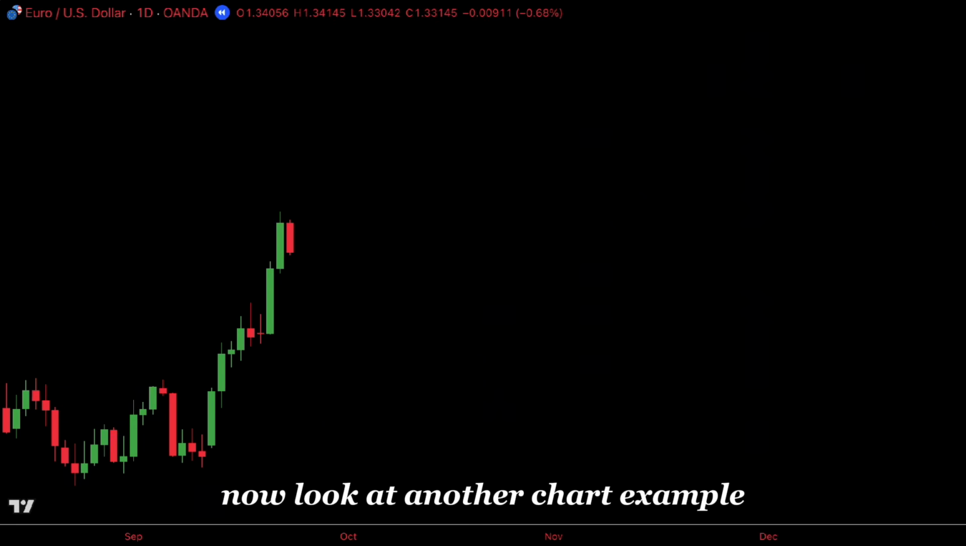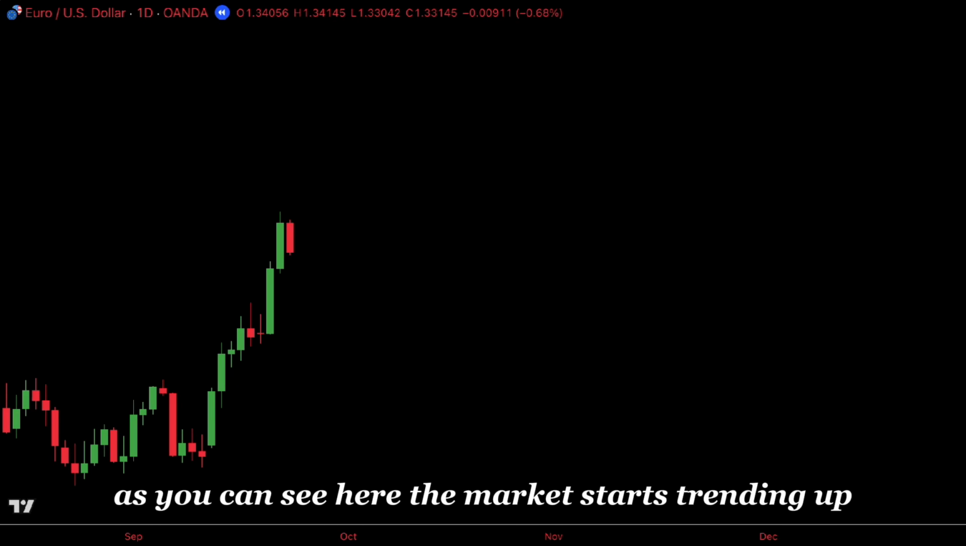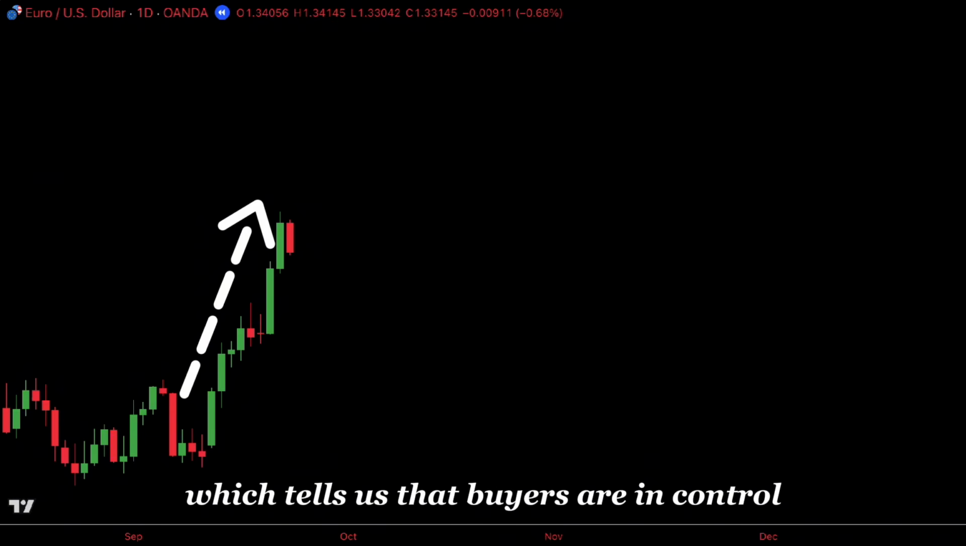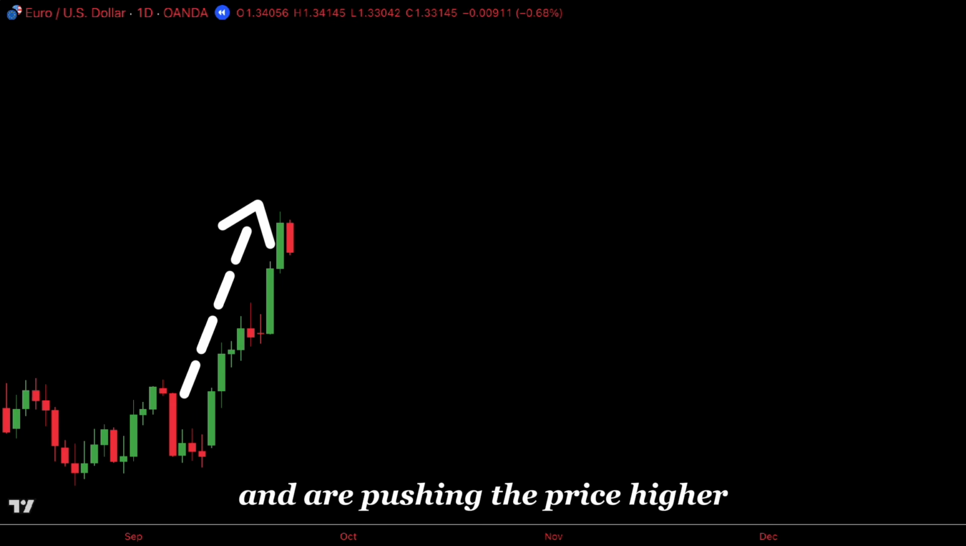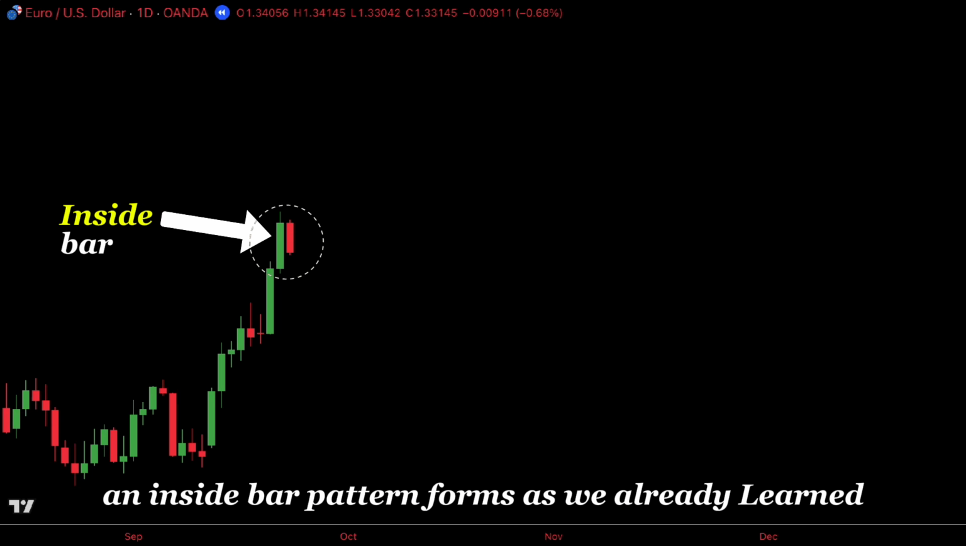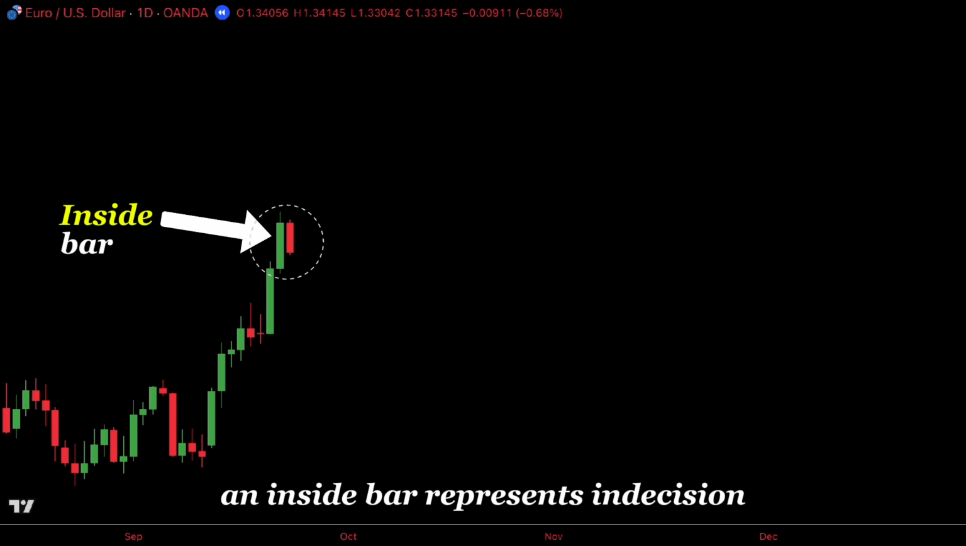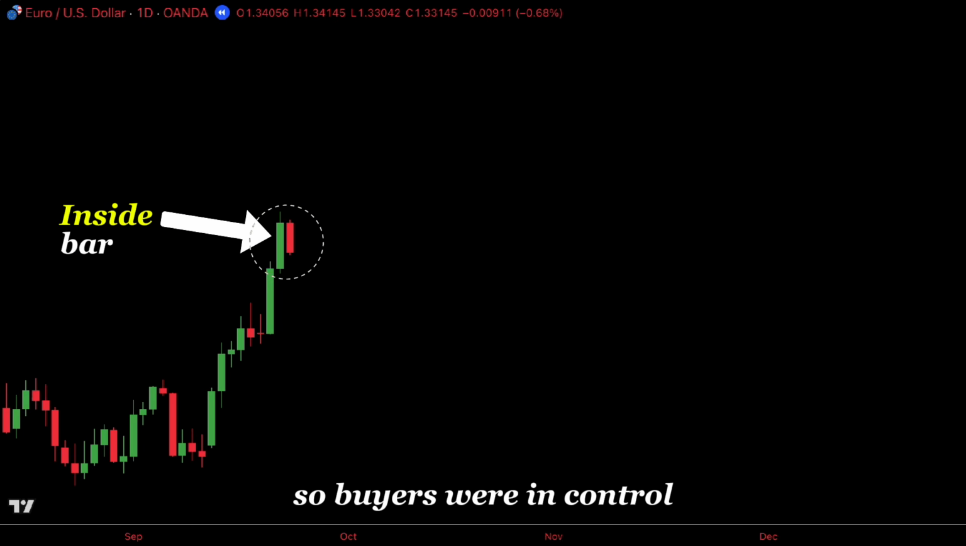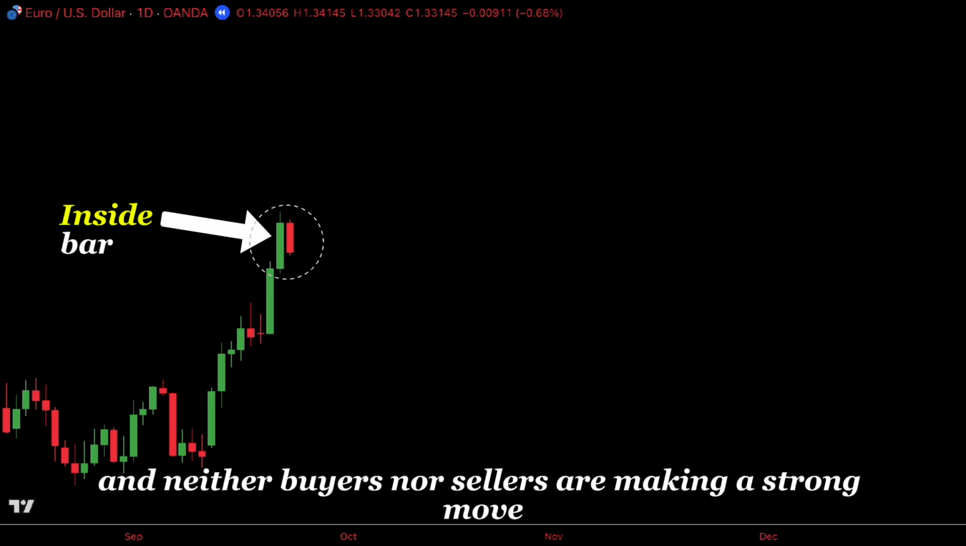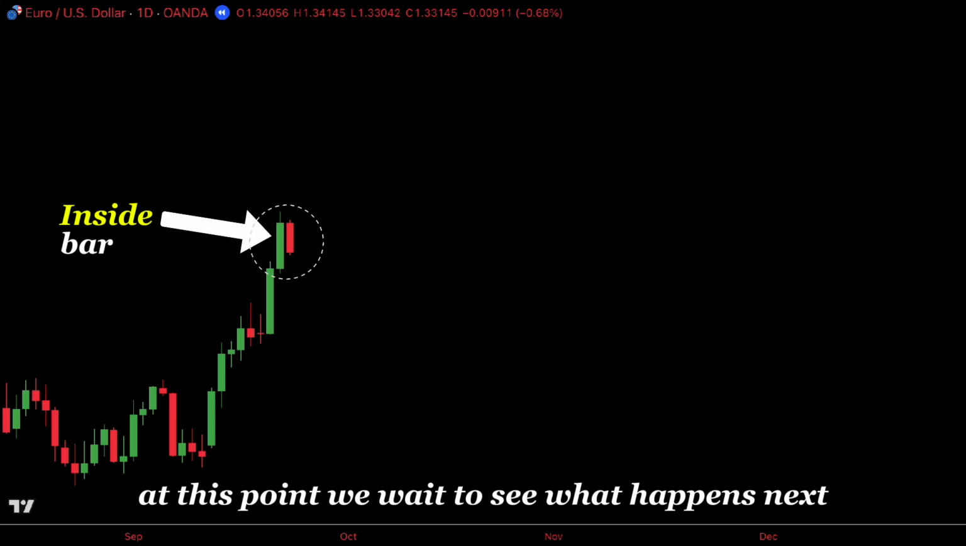Now look at another chart example. As you can see here, the market starts trending up, which tells us that buyers are in control and are pushing the price higher. Then, right here, an inside bar pattern forms. As we already learned, an inside bar represents indecision or a temporary pause in the market. So buyers were in control, but now the market pauses and neither buyers nor sellers are making a strong move. At this point, we wait to see what happens next.